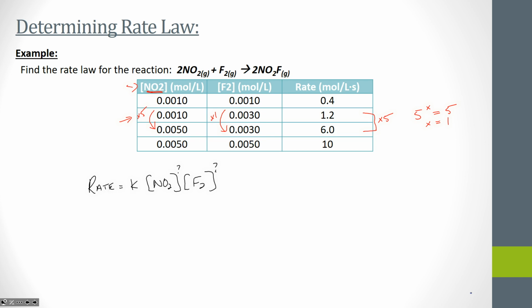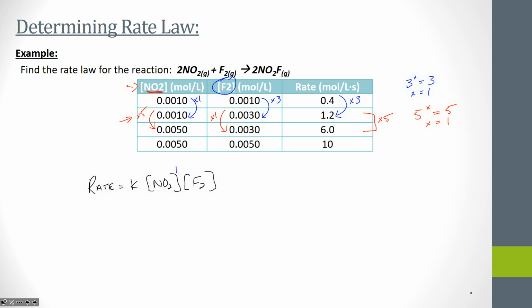Now let's find two trials where F2 changes and the other one does not. I'd like to pick two trials where it's easy math. So I'm going to look here to here, because this is timesing by 1, and this is timesing by 3. That means that any changes in the rate have got to be caused by F2, because NO2 didn't change over those two trials. So this 0.4 to 1.2 is also timesing by 3. So 3 to the power of something gives me that change in rate of 3, so x is 1 again. So both of these reactants are first order again.